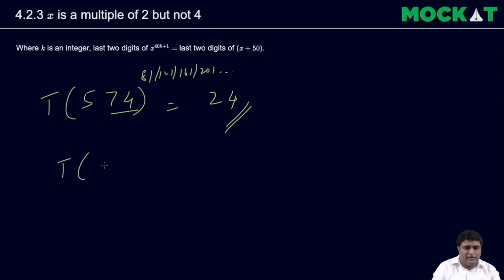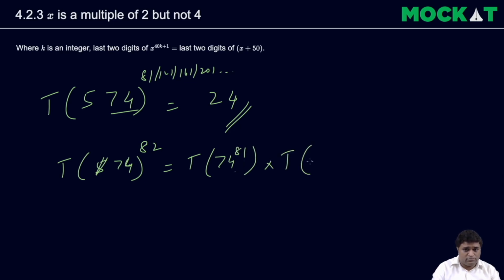So if you get something like the last two digits of 574 to the power of 82, the way you need to do it is you have to break it down into two parts. First up, we can ignore 5 over here. So it's going to be 74 to the power of 81 into 74 power 1. So the last two digits for 74 power 81, we know that's going to be 74 plus 50, which is 24.